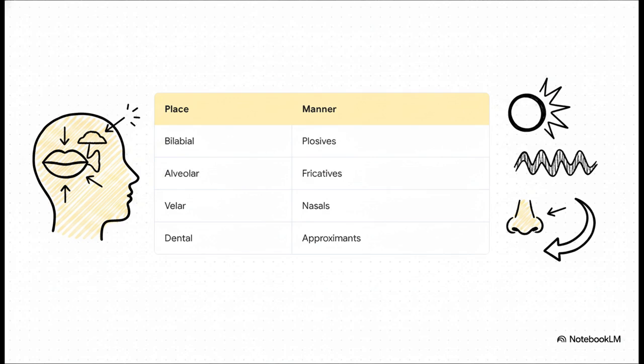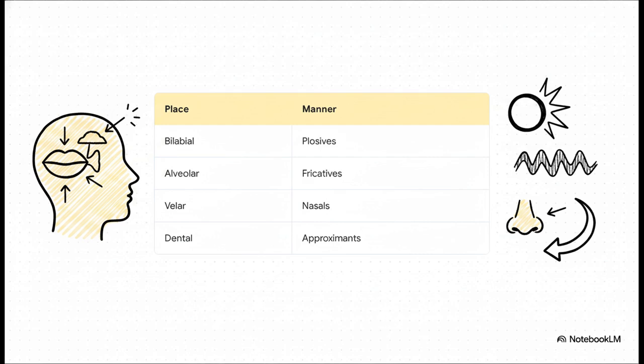The place is exactly where the maximum obstruction is happening in your mouth. For instance, a bilabial sound uses both lips. Think of the p or b sound. An alveolar sound happens when your tongue taps that little ridge behind your teeth, like for a t or d.